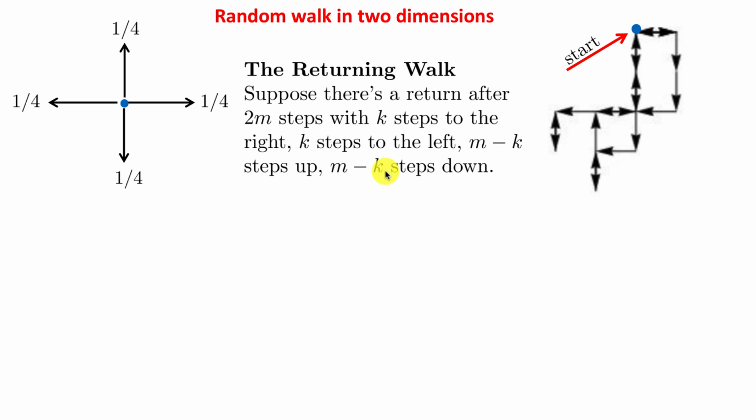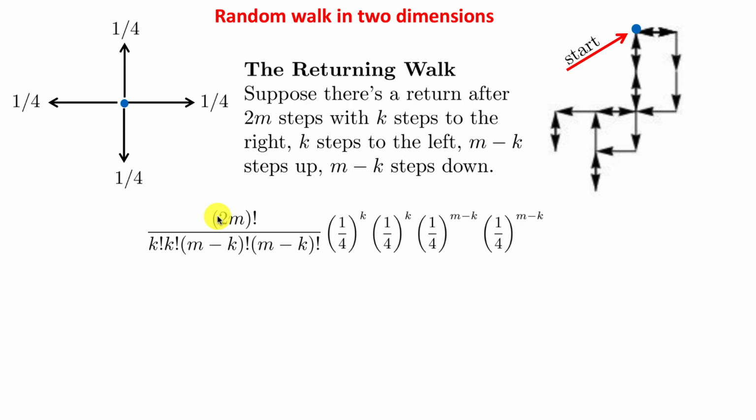Well, you simply multiply all the probabilities together. And so, for k steps to the right, the probability is 1/4 into 1/4 into 1/4, k times. Same for the number of steps to the left. These m minus k steps are up, and these m minus k steps are down. Next, we multiply by the number of possibilities. As before, we have 2m steps, and therefore 2m factorial possibilities, but then all k steps to the right are identical, same for the left, and then similarly up and down. Of course, the number of steps to the left is not fixed. It could be anywhere from 0 up till m, and so we need to sum over all possibilities.